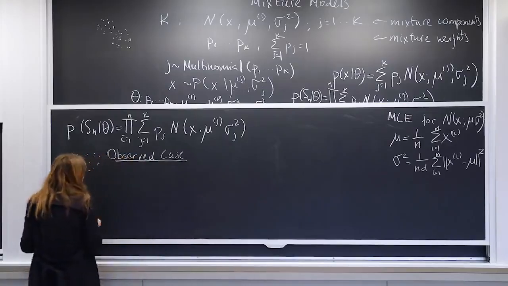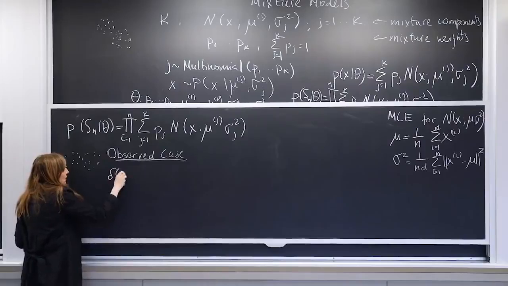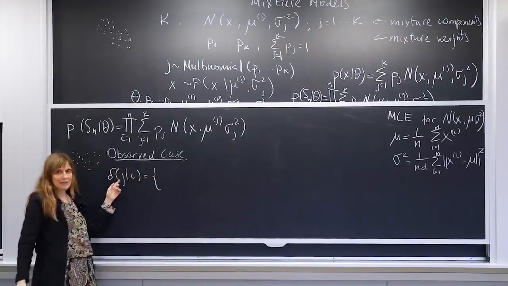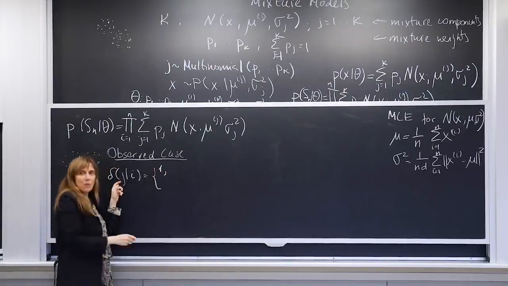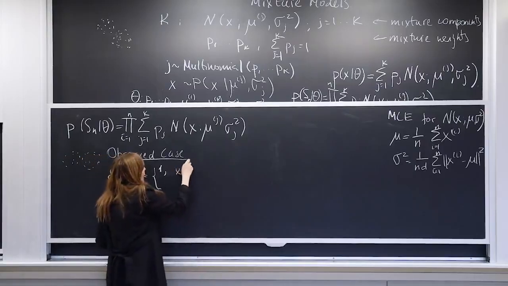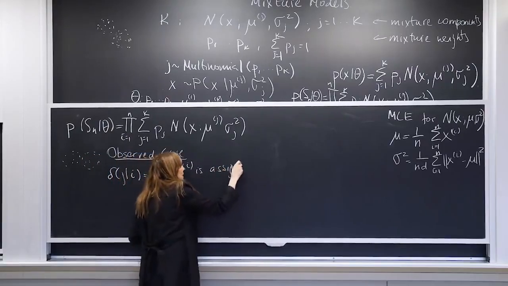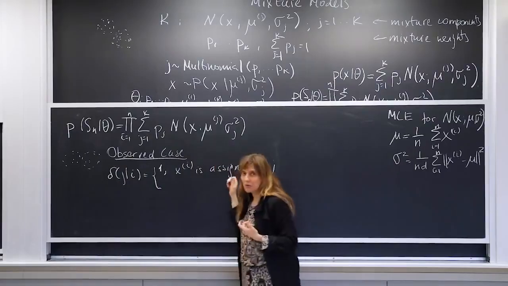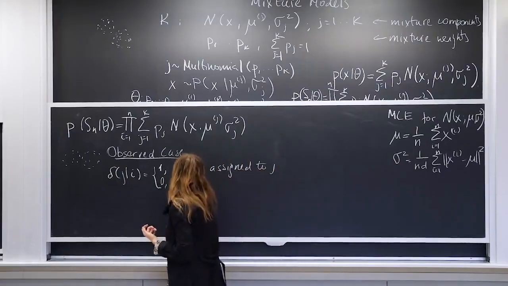So let's start with the first piece of notation. This is an indicator function which is equal to 1 when we know that point x_i is assigned to our mixture component j, and 0 otherwise. Okay?